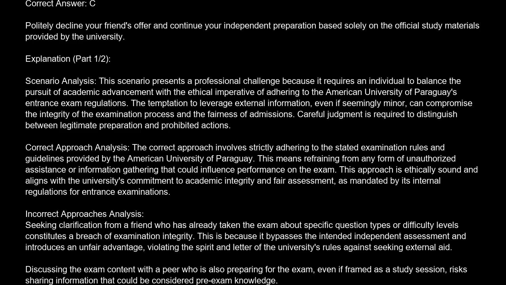Incorrect approaches analysis. Seeking clarification from a friend who has already taken the exam about specific question types or difficulty levels constitutes a breach of examination integrity. This is because it bypasses the intended independent assessment and introduces an unfair advantage, violating the spirit and letter of the university's rules against seeking external aid.